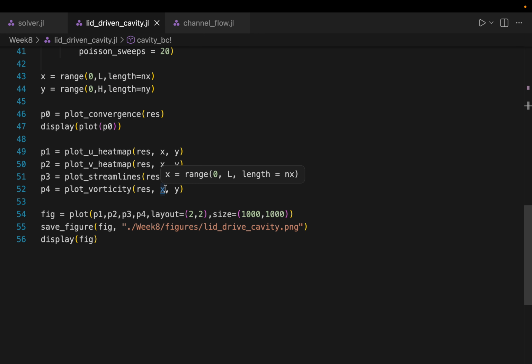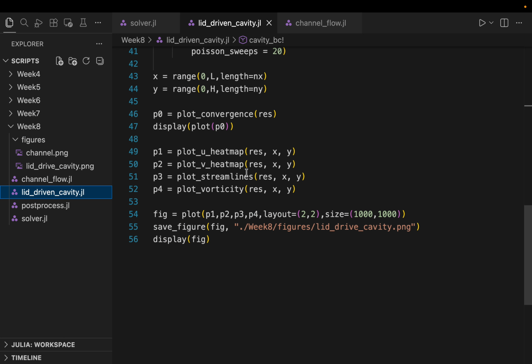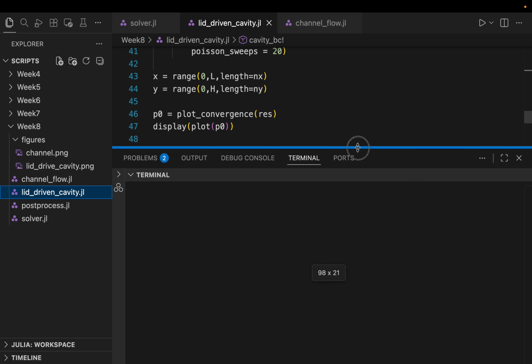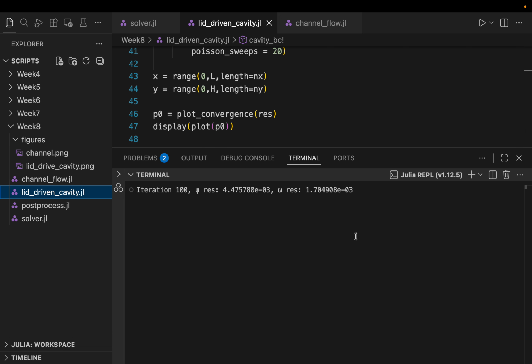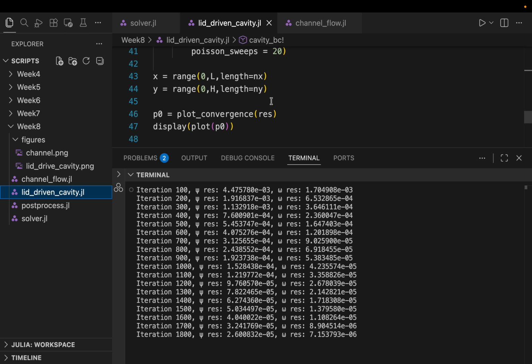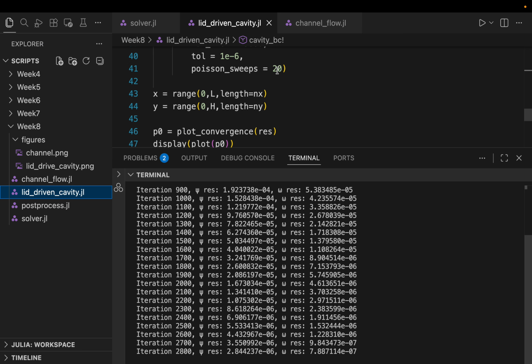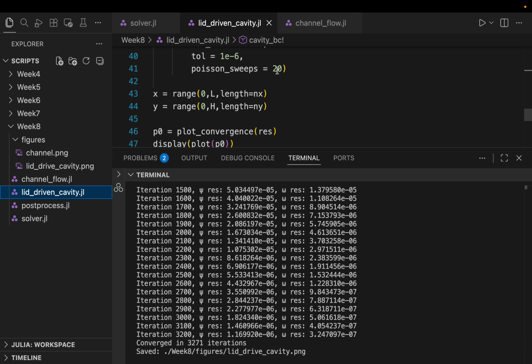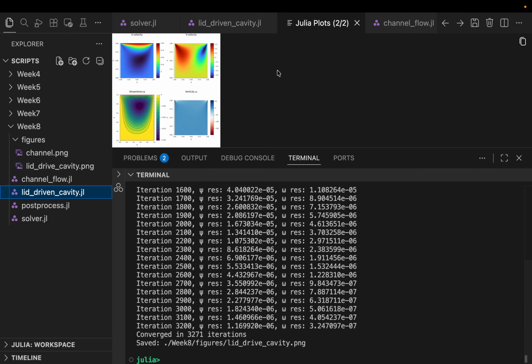I'm not running this now, or maybe I can run it. You can see how the error is reducing. This is with the Poisson sweeps of around 20. I'll get the solution and all.